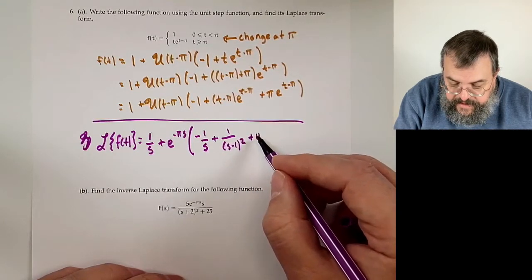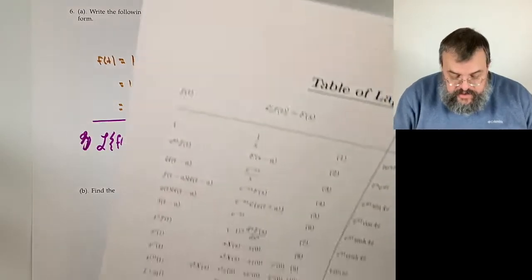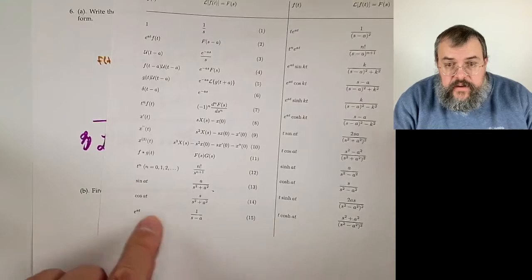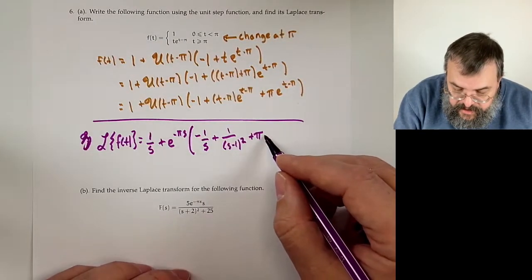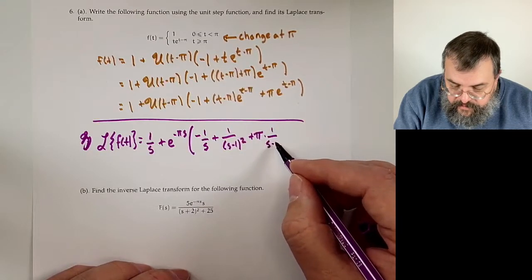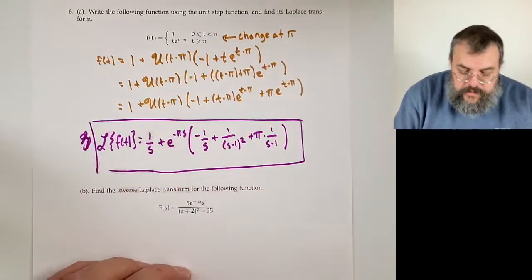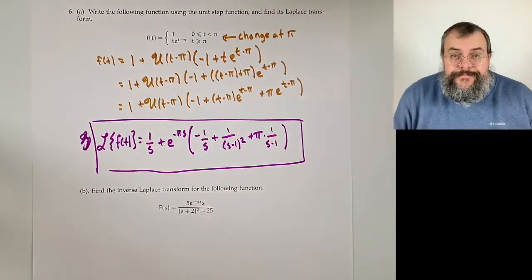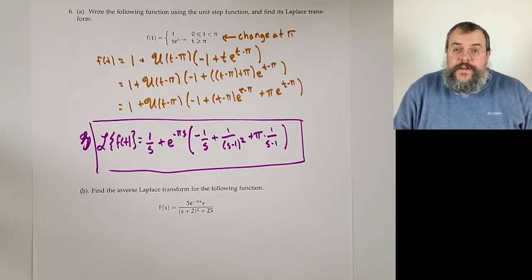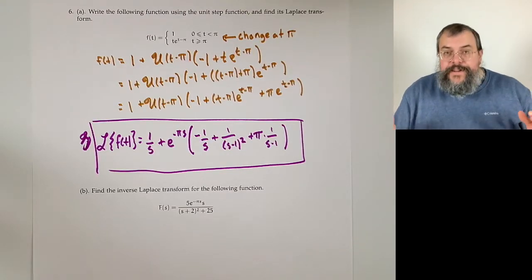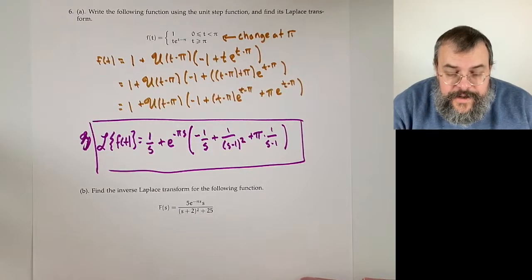Then your pi, now again, this e to the t minus pi, you think of it as e to the t, and that's on our list. So that's going to be 1 over s minus 1. So pi times 1 over s minus 1. And that's it. We're done. We wrote it, and we found the Laplace transform. Great, great. Beautiful.